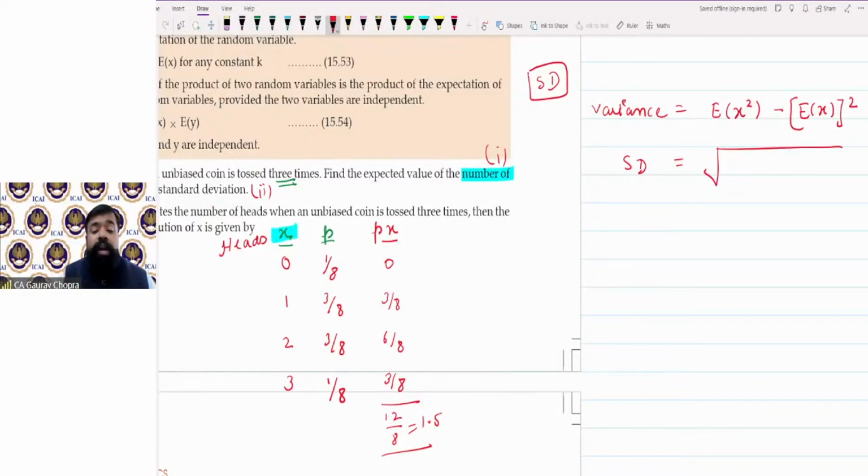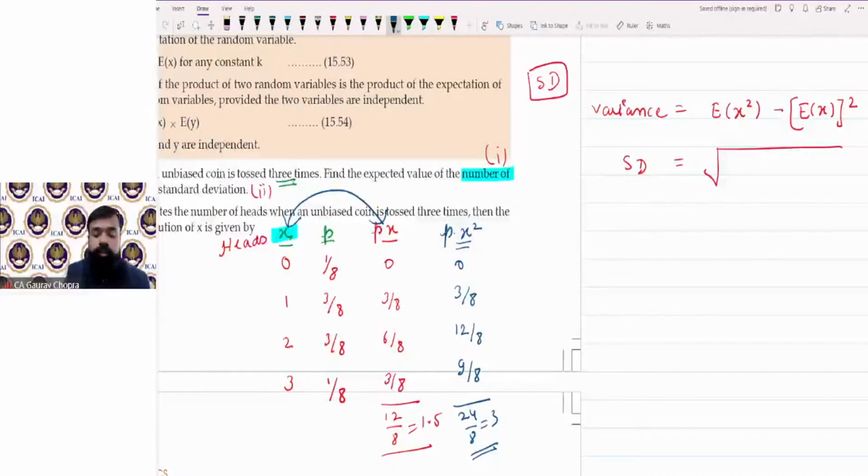So first of all, we have to find expected value of x square. For that, we have to find px square. So for px square, multiply x square with px. We get 0, 3 by 8, 12 by 8, 9 by 8. What is the total? Total is 24 by 8, that is 3. So this is expected value of x square.